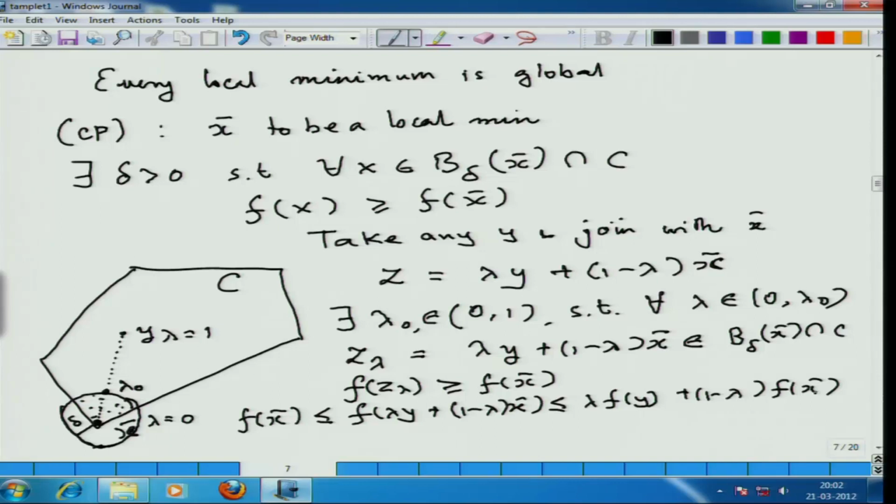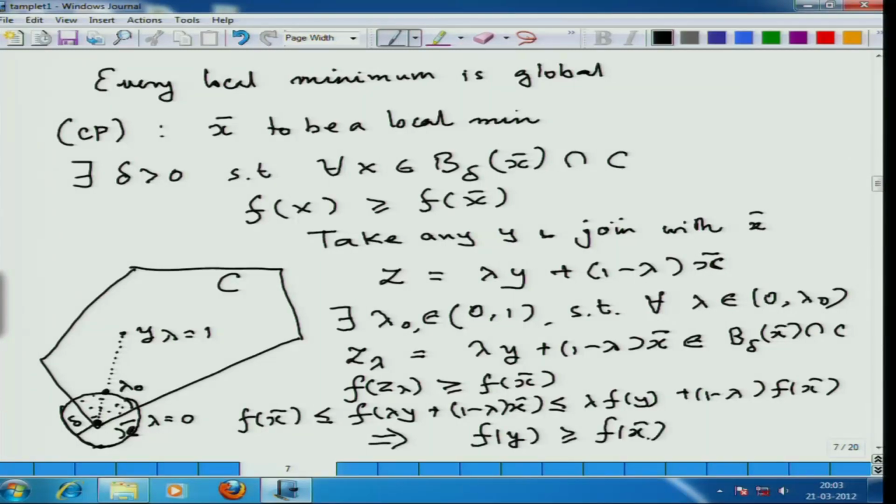Now, if you do the manipulations, if f x bar cuts out from here, and because lambda is some quantity between 0 and 1 which excludes 0 and excludes 1, so lambda is a positive quantity, I can divide both sides by lambda, because this f x bar would cancel off to give a 0 on this side. I would simply have this fact, it would imply that f of y is bigger than equal to f x bar.